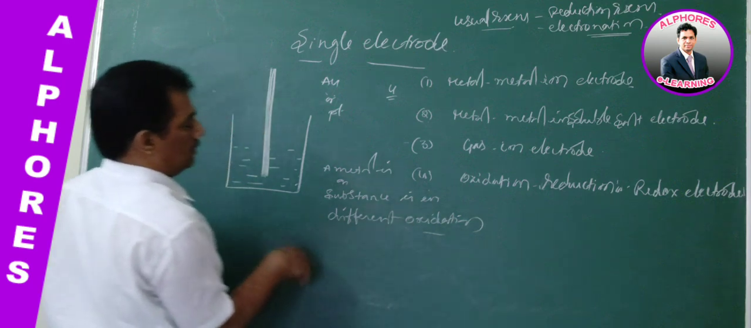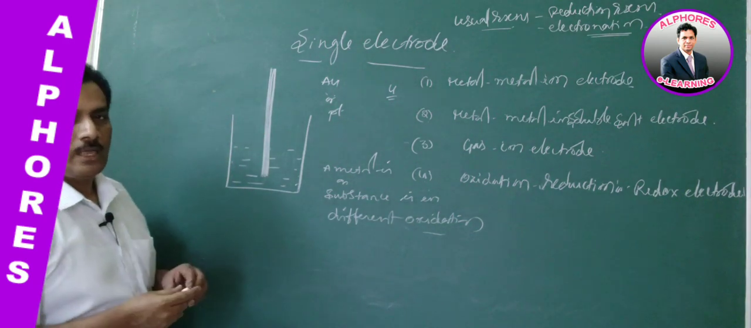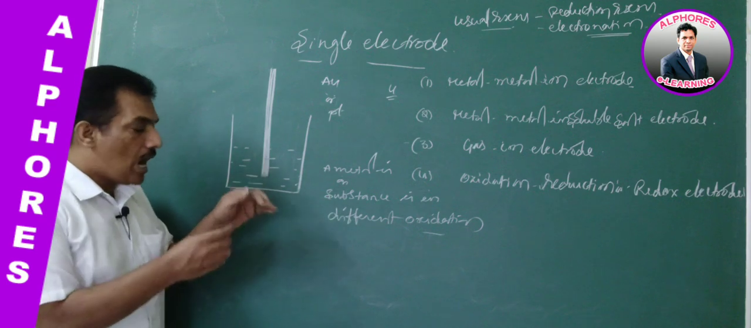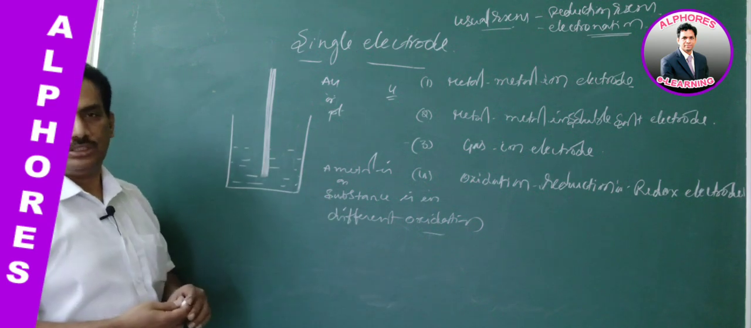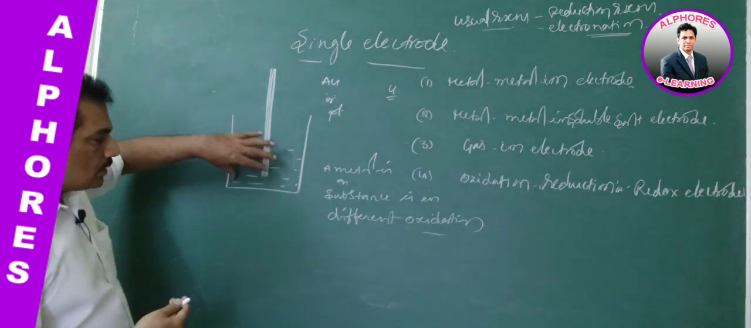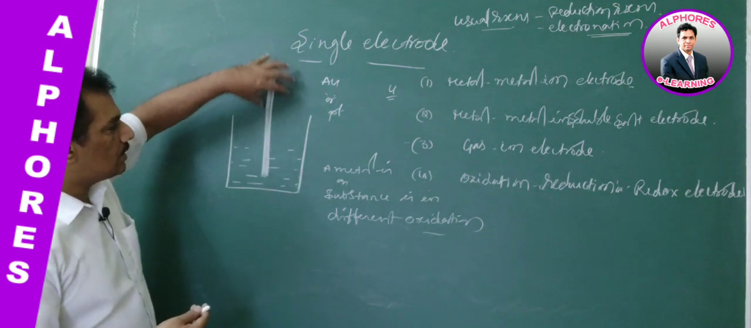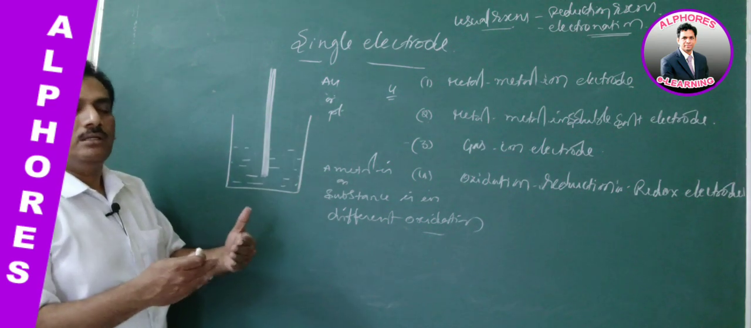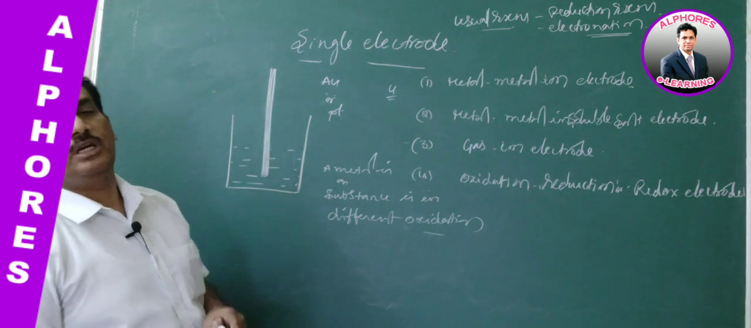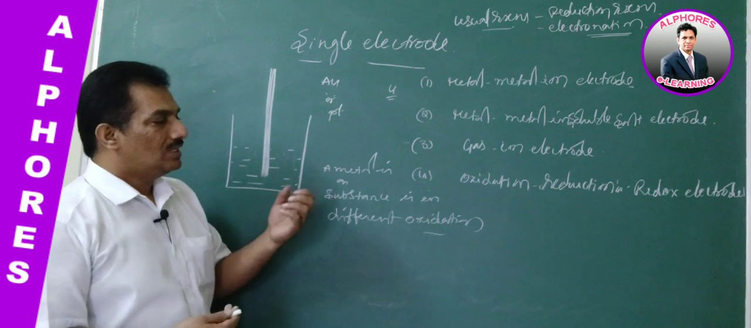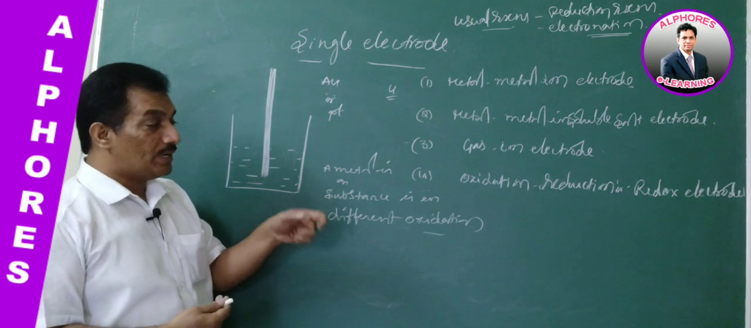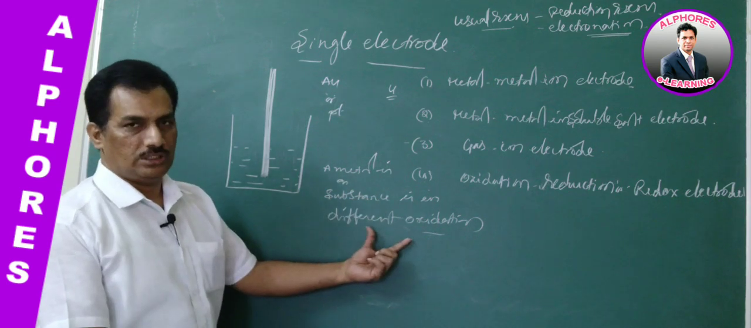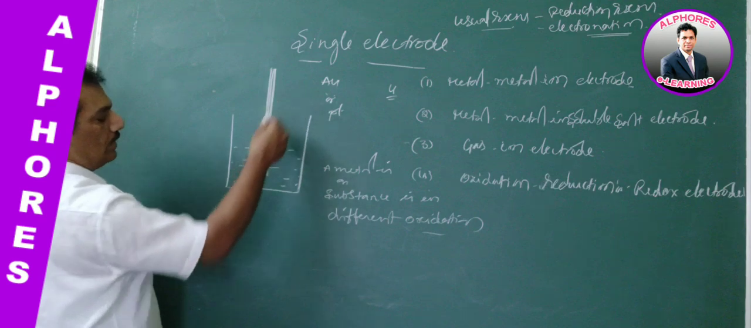That means the electrolyte is having not only one oxidation state of the substance, it is having ions with different oxidation states. In that electrolyte, when this metal rod, that is inert metal rod, is dipped, from that we can expect the generation or the development of the potential. So that EMF is only because of the presence of ions of a substance in different oxidation states.